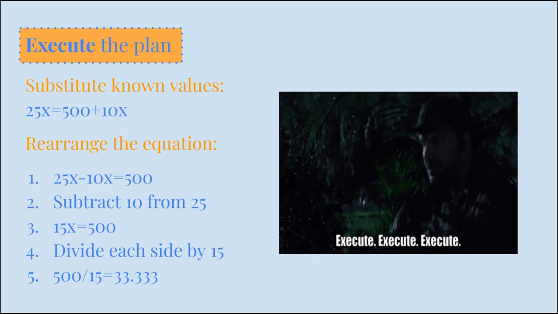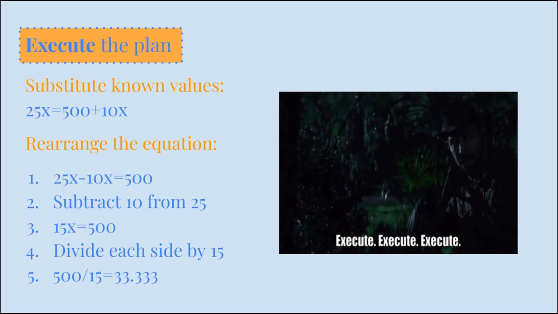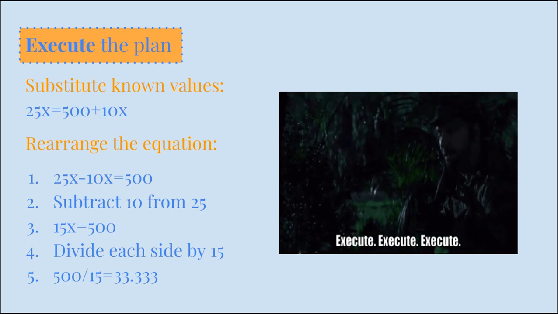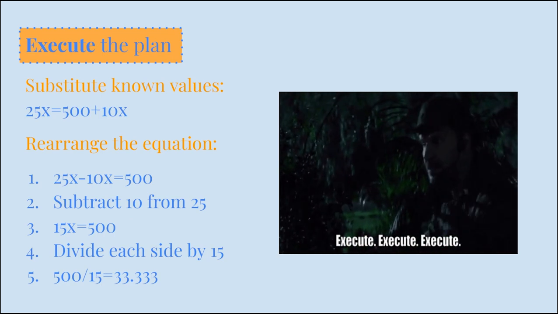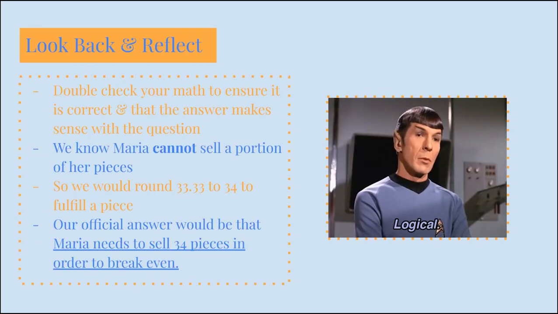We're going to next divide each side by 15 to get rid of the x. And then we have 500 divided by 15, which is 33.33 repeated. Now that we've solved for the answer, we apply the final step of Polya's four-step method, which is to look back and reflect.